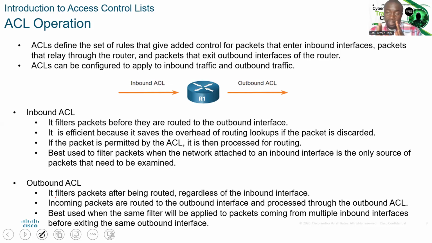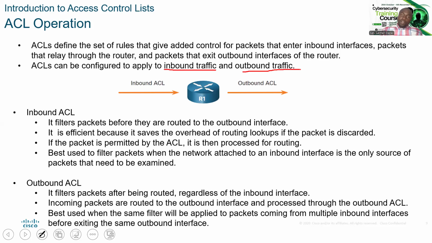Because the whole essence of this access list is to either permit traffic to pass through your network or deny it. That's all. Access control lists define the set of rules that give added control for packets that enter inbound interfaces, packets that relay through the router, and packets that exit the outbound interface of the router. So access lists can be configured to apply to inbound traffic and then to outbound traffic.